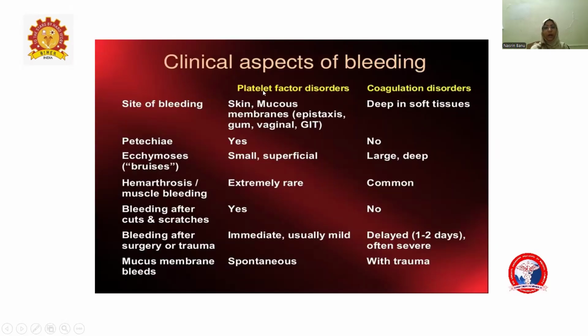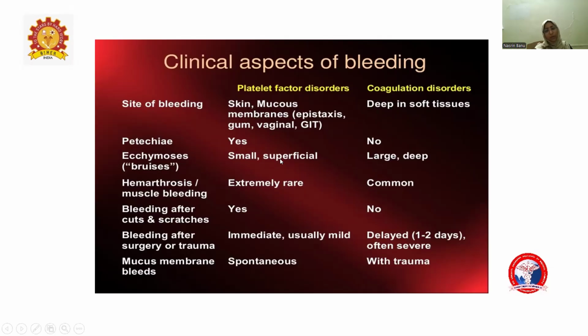Clinical aspects of bleeding. Patients with platelet factor disorders and coagulation disorders will present with different signs and symptoms. For example, bleeding in the skin and mucosal membranes, such as epistaxis, gum bleeding, vaginal bleeding, and GIT bleeding, are the sites of bleeding in patients with platelet factor disorders. In a patient with coagulation disorder, there will be bleeding in the deeper soft tissues, large joint effusions, and hemorrhagic effusions. And in platelet factor disorders, very small petechiae will be seen. In patients with coagulation disorders, there will not be any petechiae.